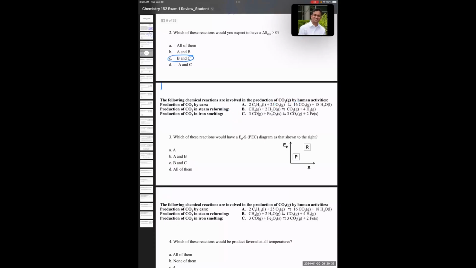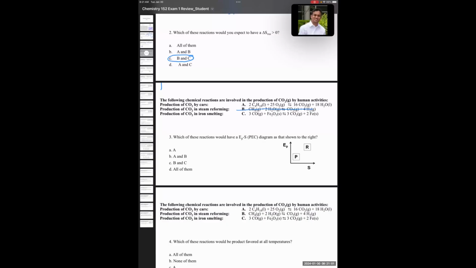Let's do this. Which of these reactions would have the PEG diagram as shown to the right? So in the PEG diagram, the products have a lower potential energy. Therefore, it cannot be B, because products have a higher potential energy, and it cannot be C as well. We decided on that. So it has to be A.